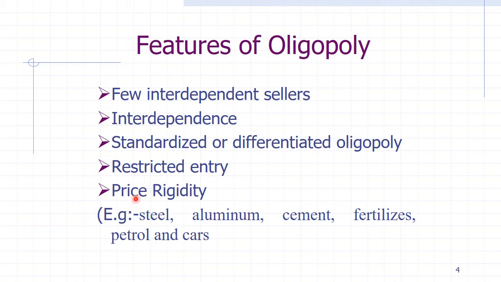Examples for the oligopoly market structure we can see in our country also. Steel manufacturing companies, actually there are very few steel manufacturing companies, around 2 to 3 sometimes. Aluminium manufacturing companies, cement companies, fertilizer suppliers, petrol and car manufacturers, right?